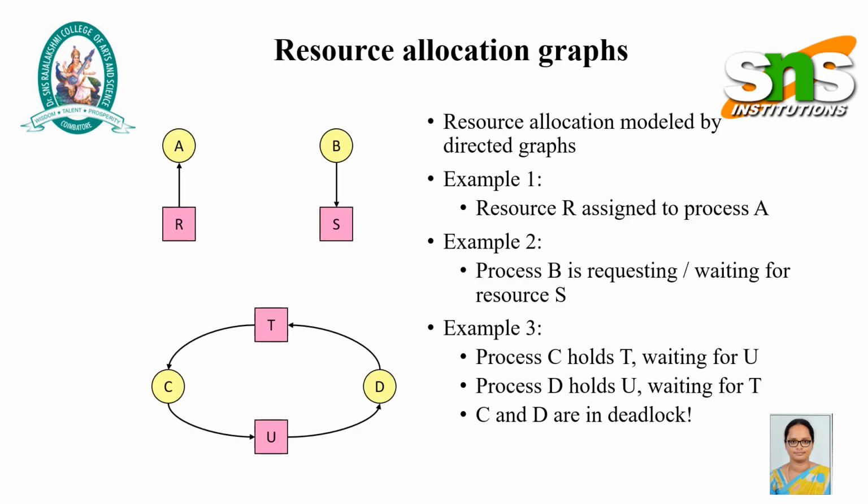Resource allocation graph. Resource allocation is modeled by a directed graph. Here we have given three examples. Resources are assigned to process A. Process B is requesting or waiting for resources. In example 3, process C holds T waiting for U. Process D holds U waiting for T. C and D are in deadlock.